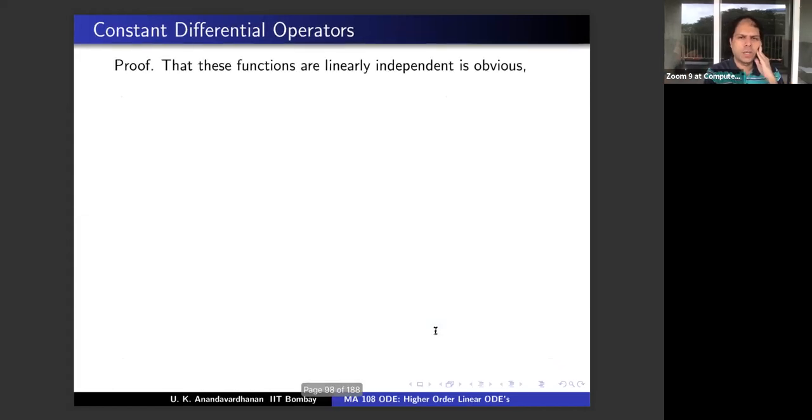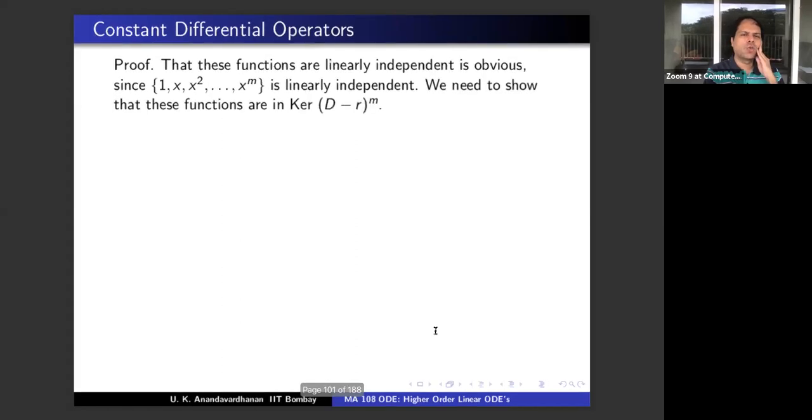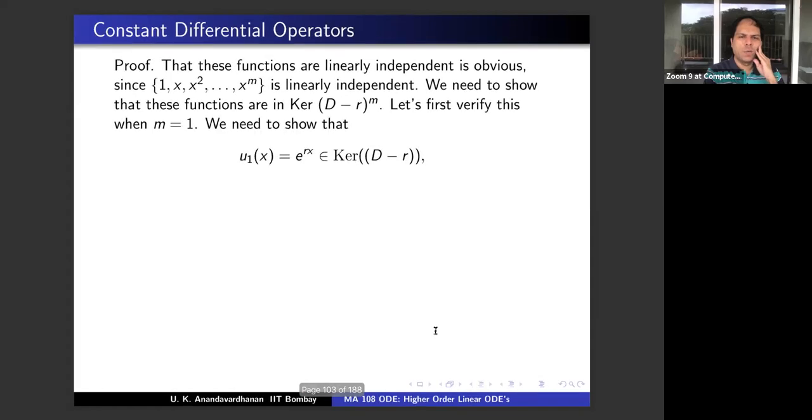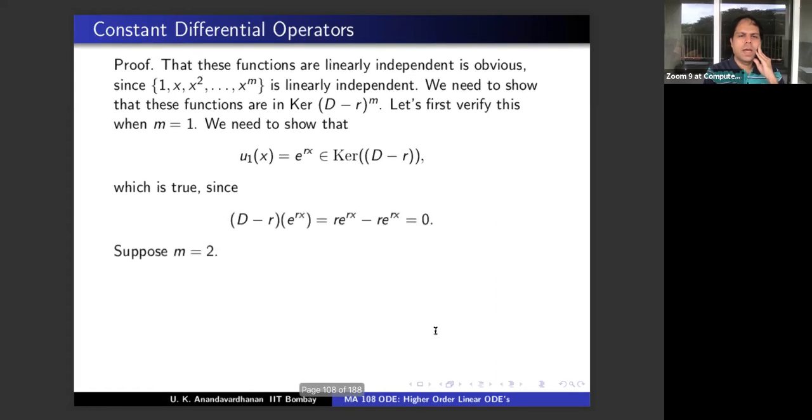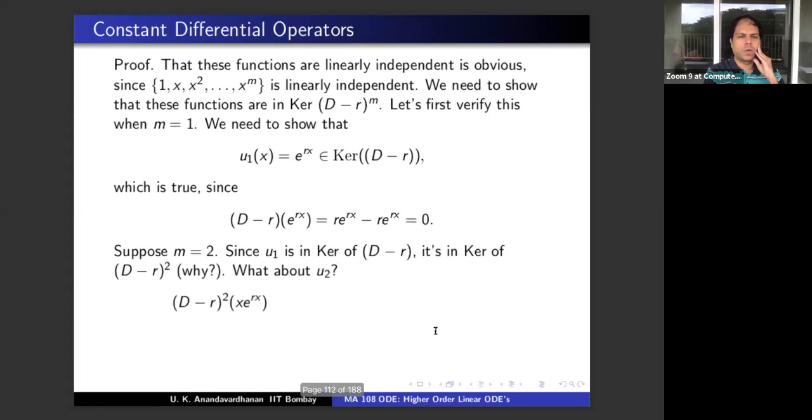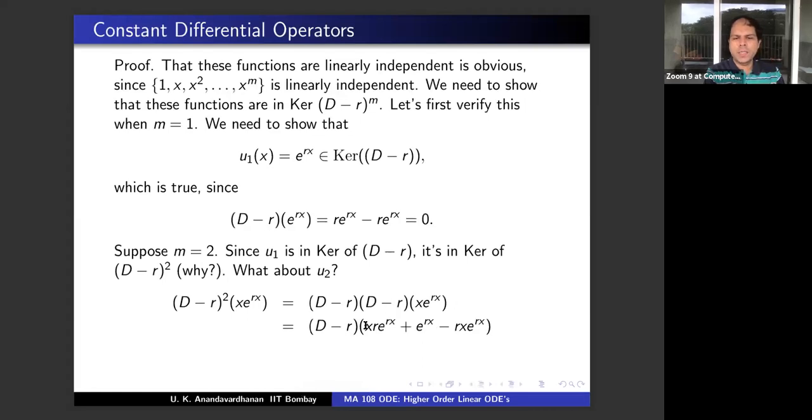Okay, so the proof is written down here. Linear independence is obvious because this is clearly linearly independent. We need to show that these functions are in the kernel. For m equal to 1, you verify. This is true. For m equal to 2, u1 is in the kernel of this, so it is in the kernel of (D minus r)^2, no problem. u2 you have to do. So you do this computation. This is what some of you have already done. This is D minus r applied to D minus r of x e^(rx). And D minus r applied to x e^(rx) is e^(rx). And that is killed by D minus r. So this gives you the proof. By induction, it is done.